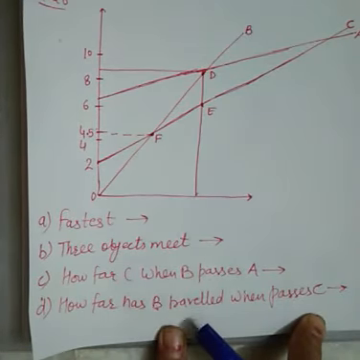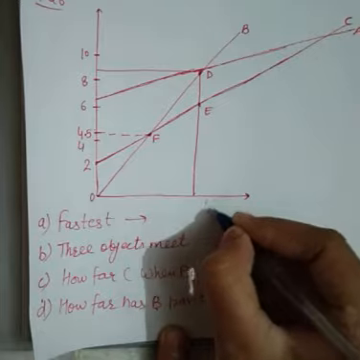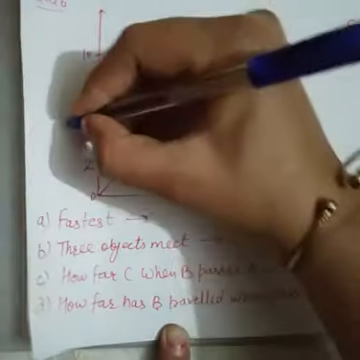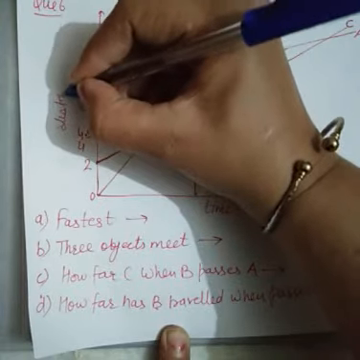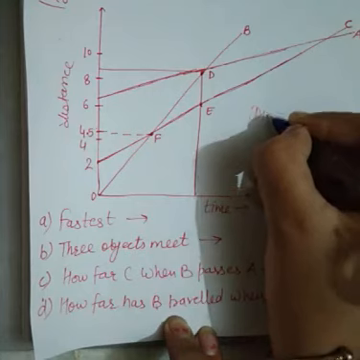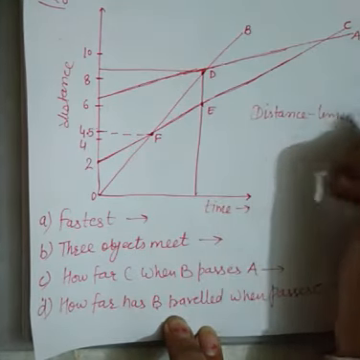So, what is given to us in the graph? Let us start to study the graph. Along the x-axis time is given and along the y-axis distance is given. So, what is given to us? Distance time graph.